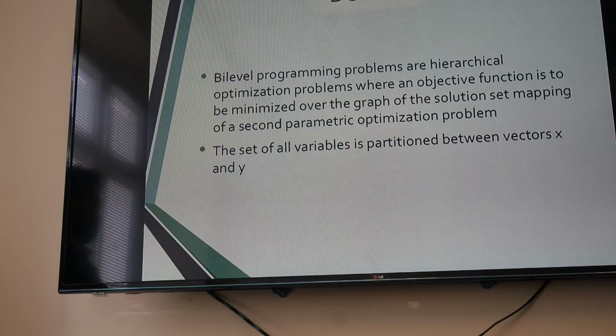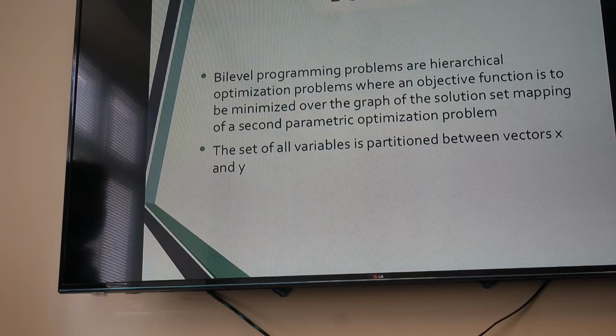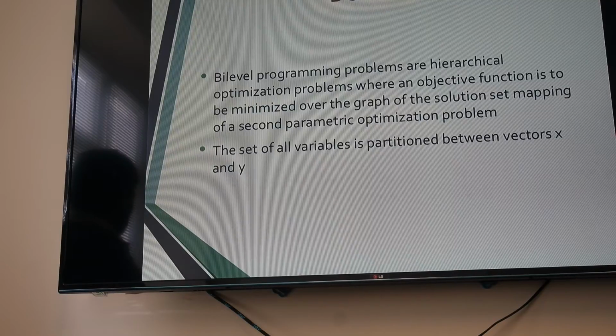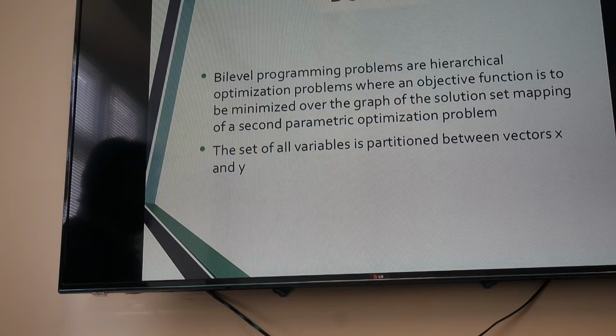So bi-level programming problems are a type of hierarchical optimization where an objective function is to be minimized over the graph of the solution set mapping of a second parametric optimization problem. So we have two optimization problems. One of them is called the lower level, the other is called the higher level, and the solution of the lower level is used to find a solution for the higher level. The set of all variables is partitioned between vectors x and y.